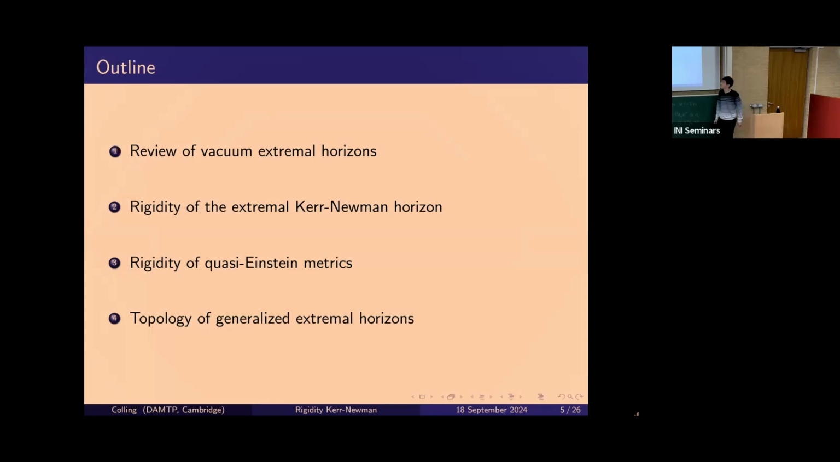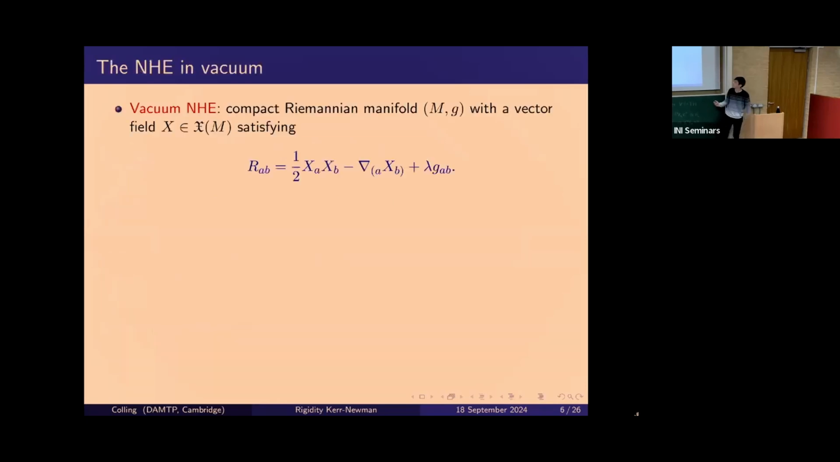So the vacuum case. In vacuum, we have the following equation, which we've seen earlier this morning. And just to set some notation that I will use not just for this equation, but also for similar equations later on, I'm going to call a solution trivial if the vector field is identically 0. So in this case, M is going to be Einstein. And I'm going to call the solution static if the one form dual to X is closed. This terminology comes from the fact that when this condition holds, then the near horizon geometry will be static.